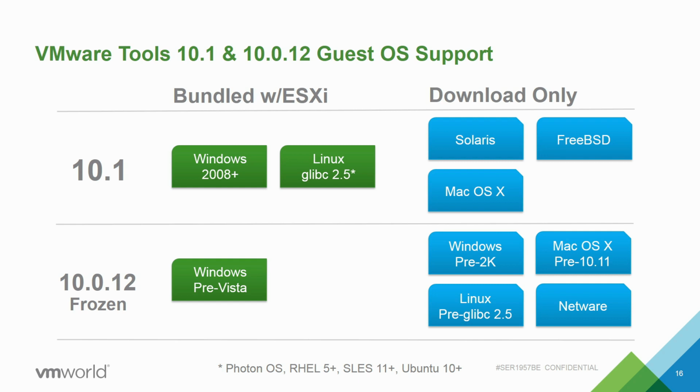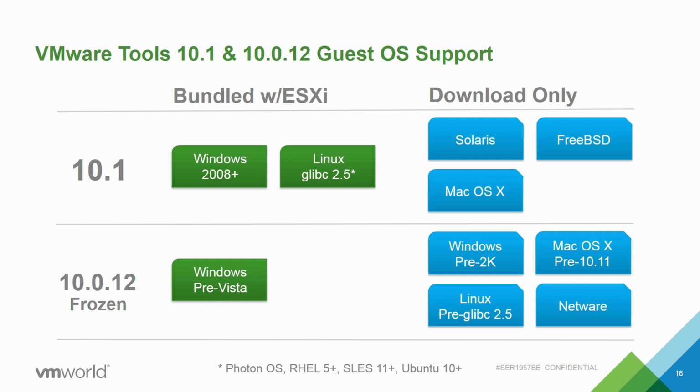Some of you, maybe in education, have a large Mac environment with Apple hardware, and you're allowed to run Mac VMs. In that case, you might want to use the Mac tools. So you'll have to download those from My VMware. They don't come as part of ESXi anymore. Okay? And then, same thing for the frozen, the old NetWare tools, etc. Those are available for download from My VMware.